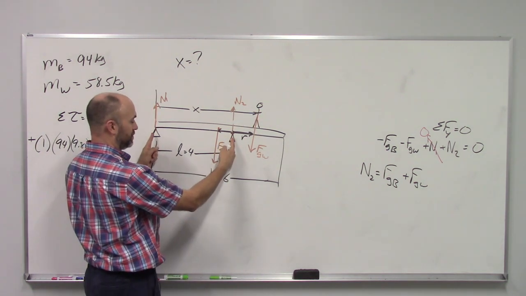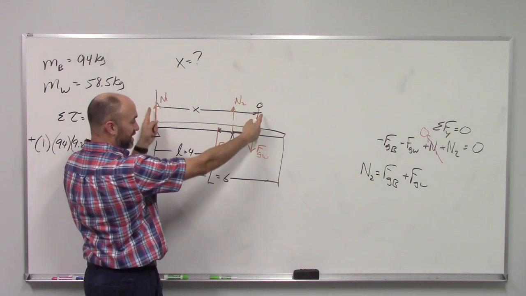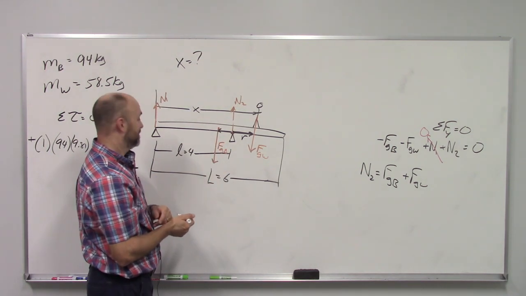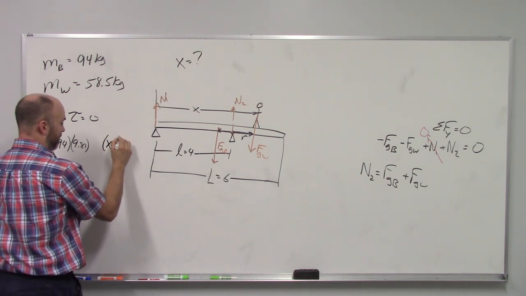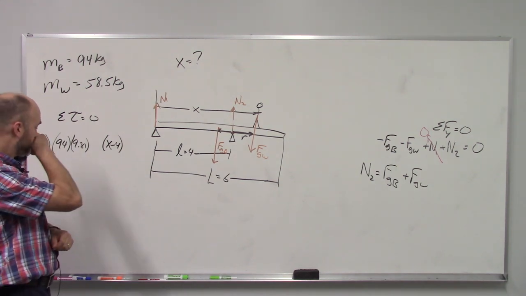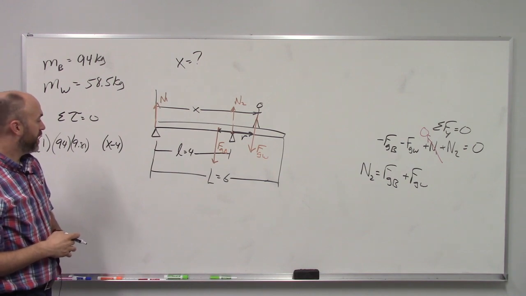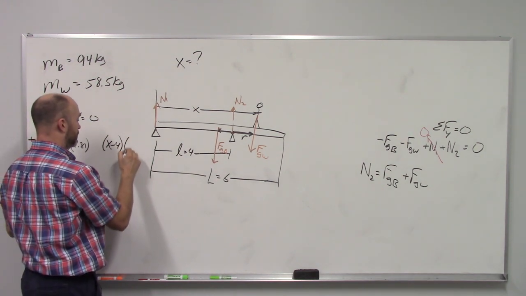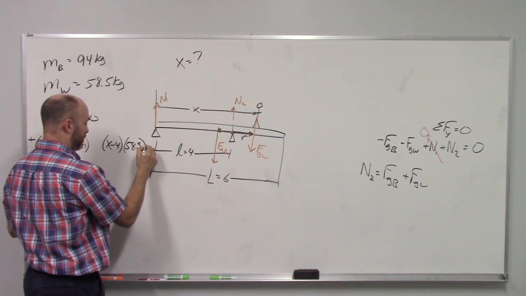How far is this? 4.0. And this is x, so what's r? What is it? X minus 4. Yeah, so our r is x minus 4. And the force is going to be 58.5 times 9.81.